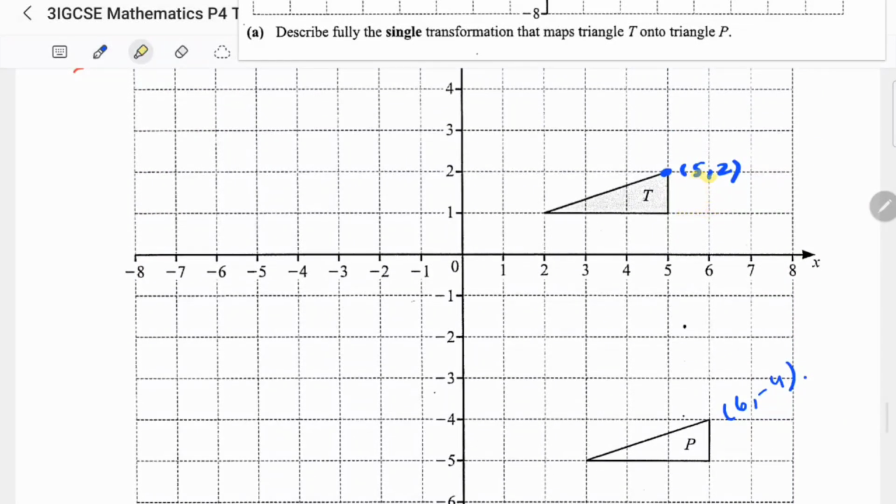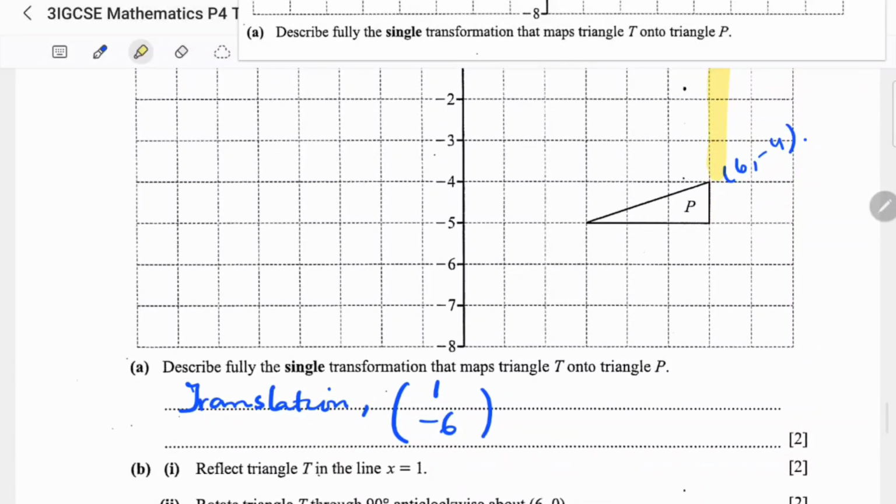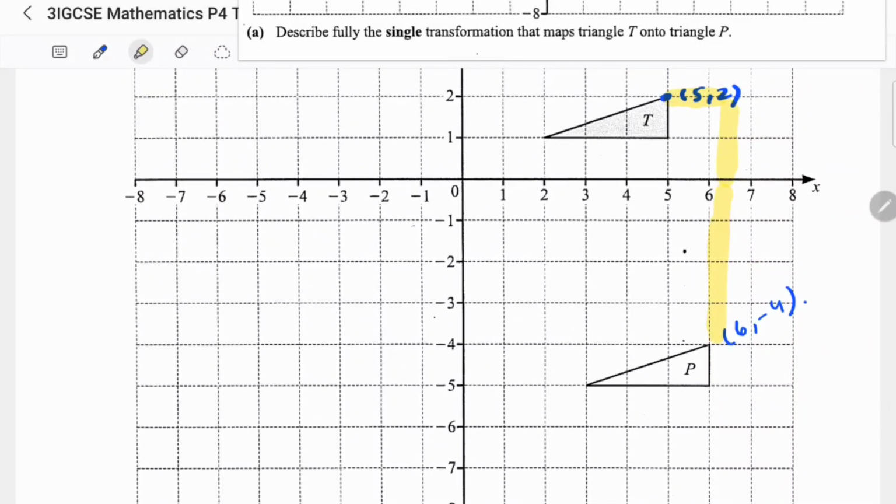You can also check like this. If it is 1 number towards the right and then 2 numbers here and then 4 numbers here, the total is 6 numbers below this object. The corresponding point is 6 numbers below. The difference between the object and the image is minus 6. So that's why 1 and minus 6 will be the translation vector for this question. You should simply describe it like this, then you will get the 2 marks for that.